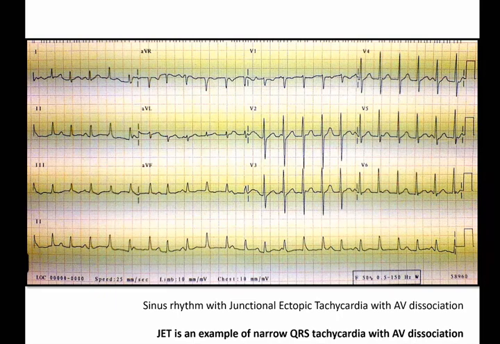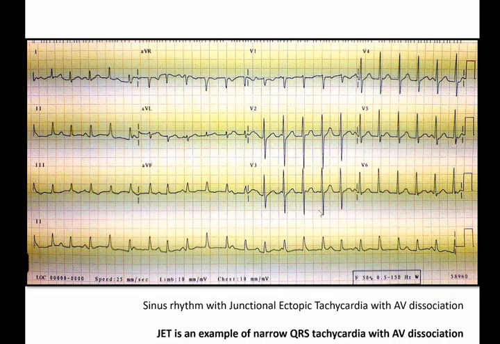And since statistically VT is much more common than junctional tachycardia, we can say that practically all wide QRS tachycardias with AV dissociation are likely to be VT. But remember that one of the possible rare differential diagnoses could be junctional tachycardia with aberrant intraventricular conduction and retrograde block, that can result in a wide QRS tachycardia with AV dissociation.